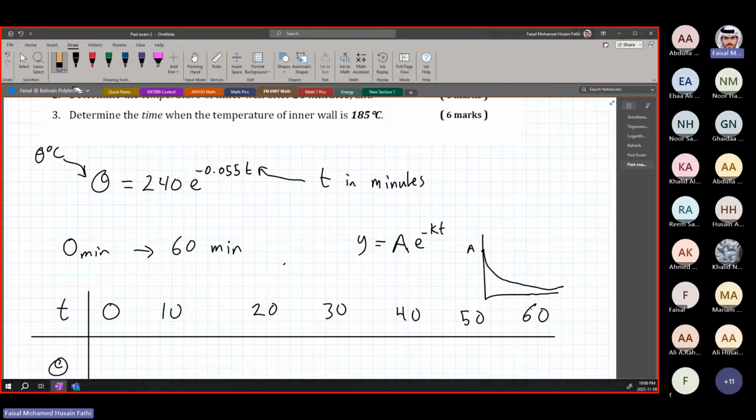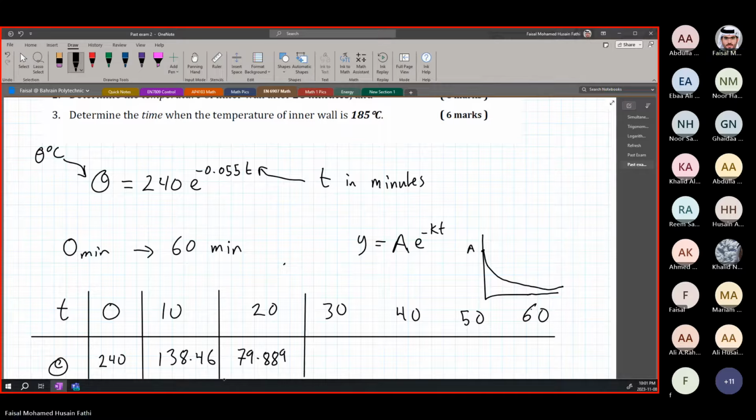My first value, the 0 value, came out as 240, which makes sense because our zero value must equal A, which is 240. So this is 240. Next, the 10 value came out as 138.46. Next, the 20 value is 79.889. Next, 30 came out as 46.091.